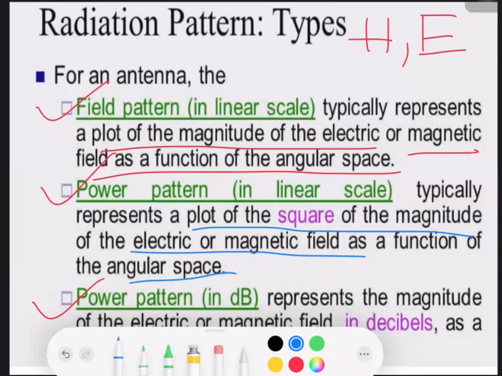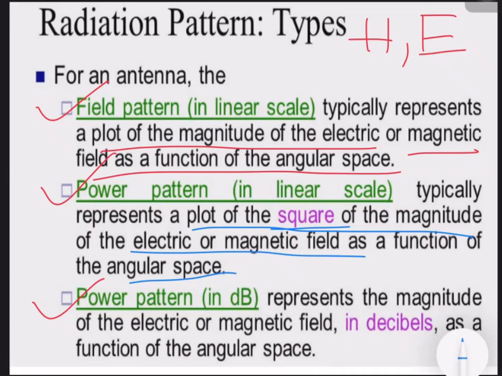That is why, for the power pattern, we define that the power pattern represents the plot of the square of the magnitude of the electric and magnetic field as a function of angular space. So this is the power pattern in linear scale. The power pattern can also be expressed in decibel scale, that is dB scale. When I convert this value of power pattern into dB, then I call that the power pattern is represented in dB scale.